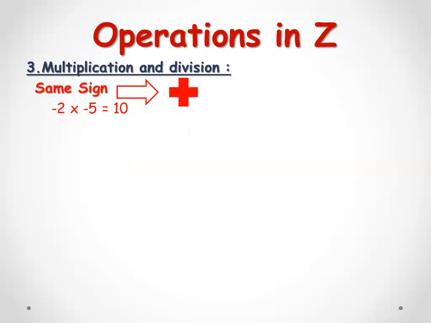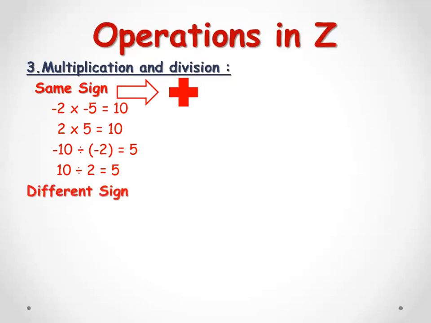2 times 5 equal 10. 2 times 5, two positive numbers, so my answer is going to be positive. 2 times 5 equal 10. The same for division, negative 10 divide negative 2, same sign, so the answer is going to be positive. 10 divide 2 equal 5. 10 divide 2, same sign, they are both positive, so my answer is going to be 5.